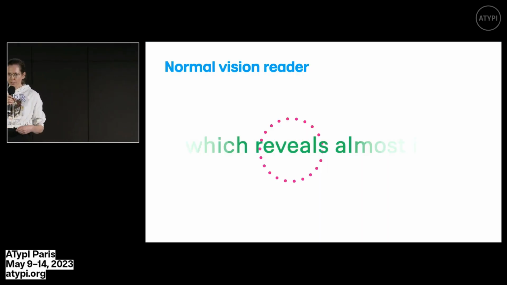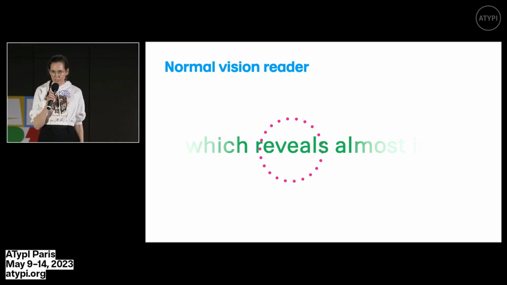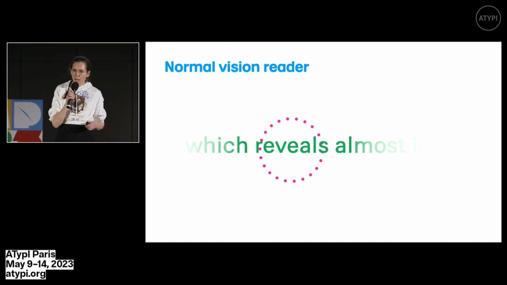Before we get into understanding the specific deficits of this reader group, we need to understand how normal vision people read. And that is... is this mic not working? Is it falling out? You can hear it, yeah?